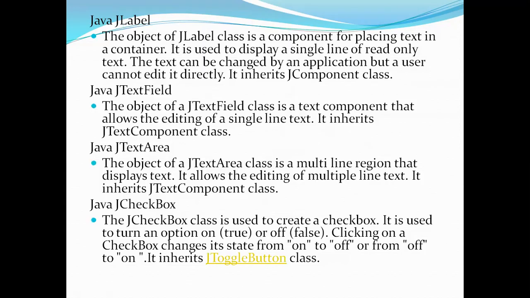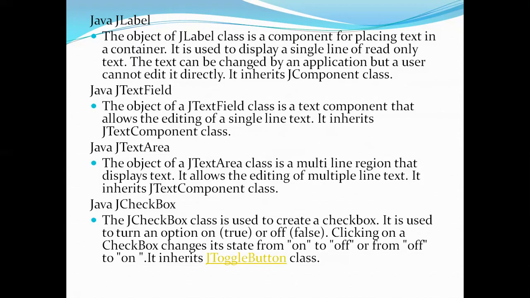And the next one is the Java JTextField. The object of a JTextField class is a text component that allows the editing of only a single line of text, and it inherits the JTextComponent class. And the next one is the Java JTextArea. The object of a JTextArea is a multi-line region that displays text. That is, if you want to write multiple lines, then you should go for JTextArea. JTextArea allows the editing of multiple lines of text, and it inherits the JTextComponent class.